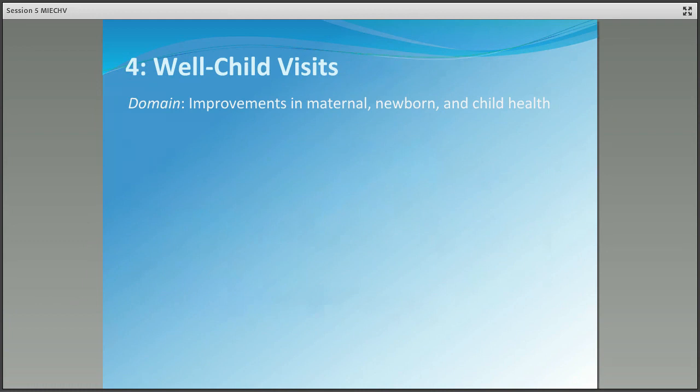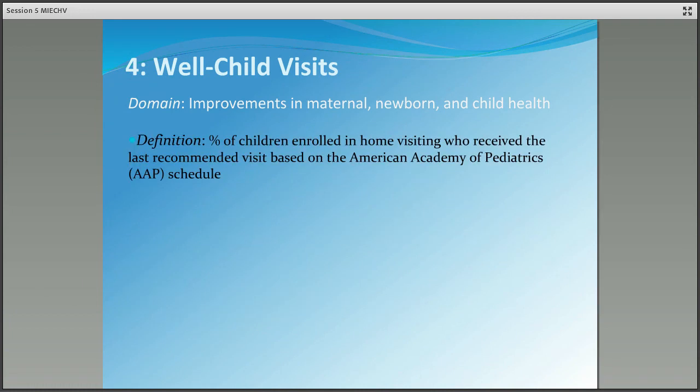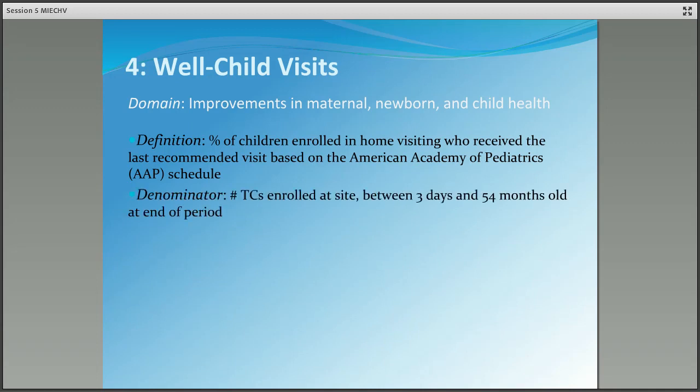The fourth item looks at well child visits. This is the percentage of children enrolled in home visiting who received the last recommended visit based on the American Academy of Pediatrics schedule. Our denominator is the number of target children enrolled at the site who were between 3 days and 54 months old at the end of the period.